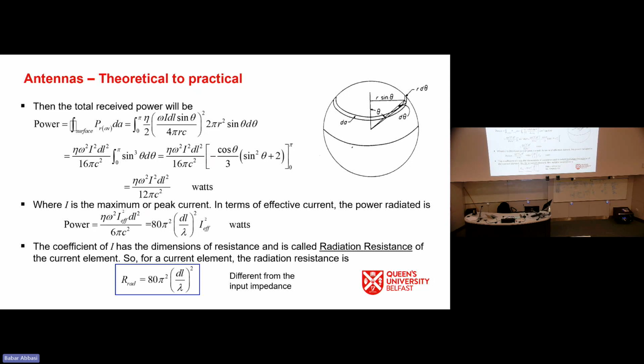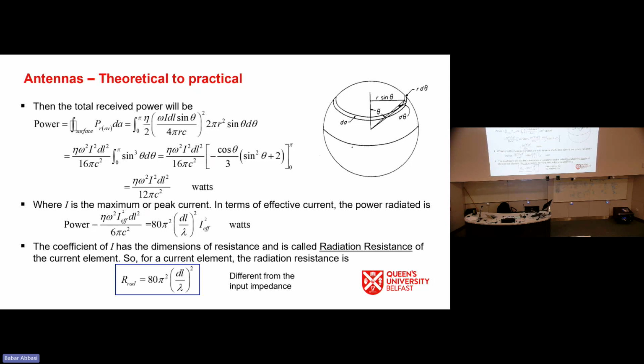So for that surface area, I will take the surface integral of this power equation and I will get a particular value. That is 80 pi square dl over lambda, I effective. I effective is the effective current that I am going to push into that router. So this equation is very useful for me.